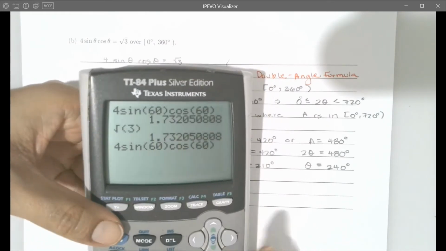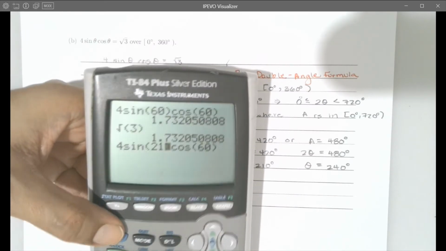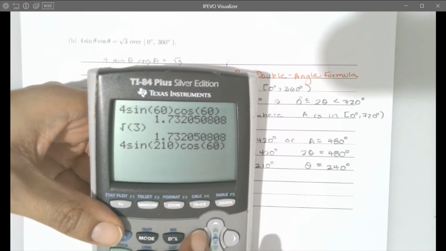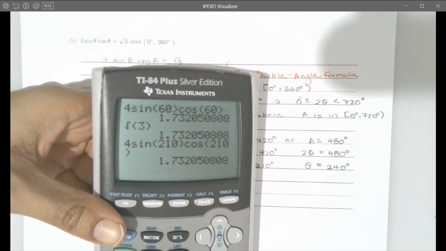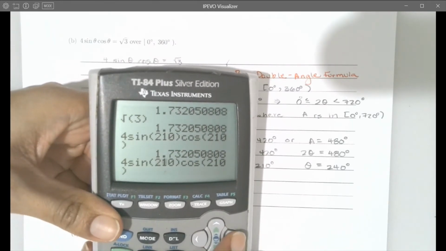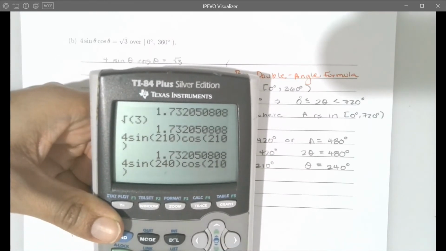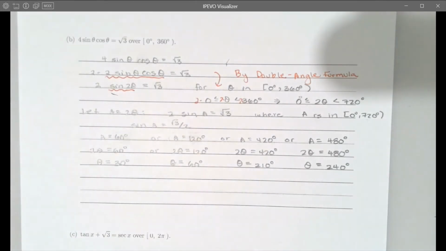We have 210 for the next one. So we'll replace this with 210, and this with 210, which gives us the same number. And the last one is 240. And there it is. I've got all correct answers.